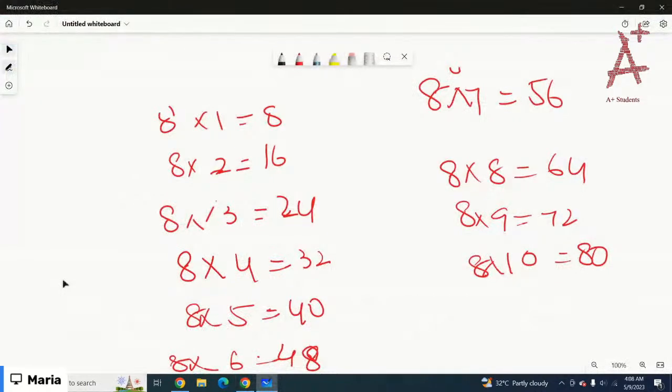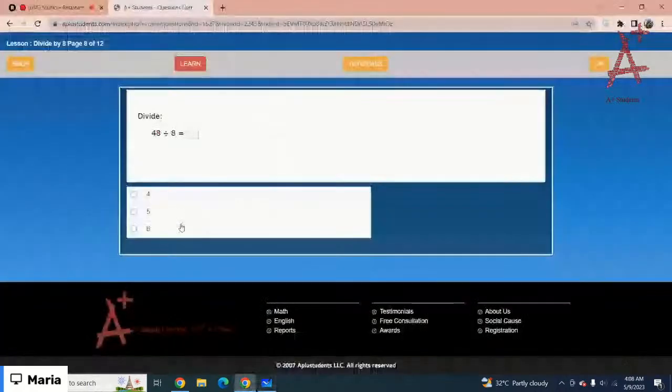8 times what number is 24? 8 times 3 is 24. So the correct option is 3. Sorry, 48. 8 times 6 is 48. The correct option is 6.